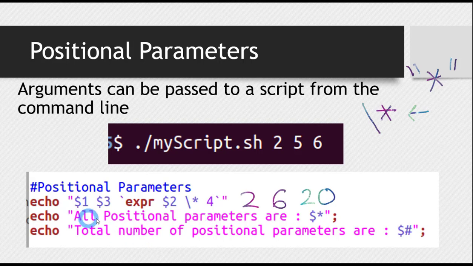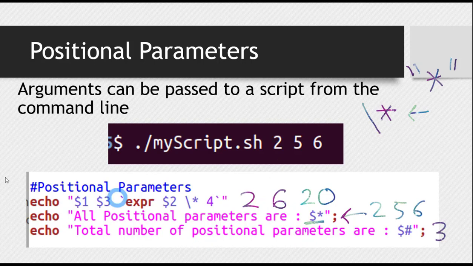Now, if you want to display all the positional parameters, you can write them using this variable. So $* will display all the positional parameters. And if you want to display the total number of positional parameters, the count of parameters, you can write $#. So what will be displayed here? 3 will be displayed here because we have 3 positional parameters right now. The output of the other one will be 2, 5, and 6 in their order.